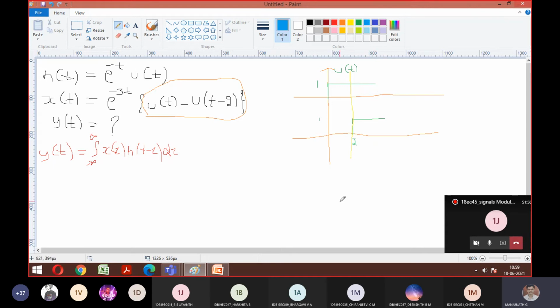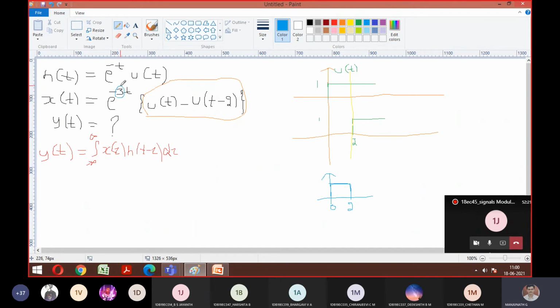So what is the outcome from this? So I can write u of t minus u of t minus 2 as this waveform. Is that okay? Yes, sir. Good. So this is 0 to 1, 0 to 2. Okay, fine. So now for this there is an exponential term. So in general they have given the exponential term having an interval of 3.